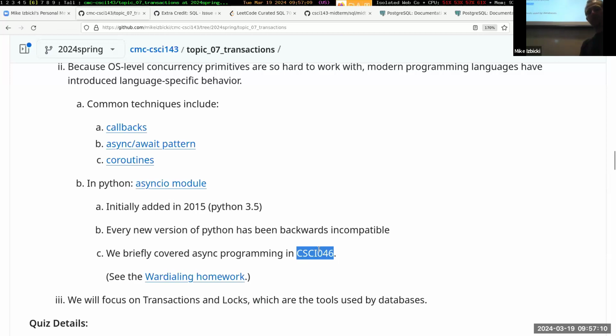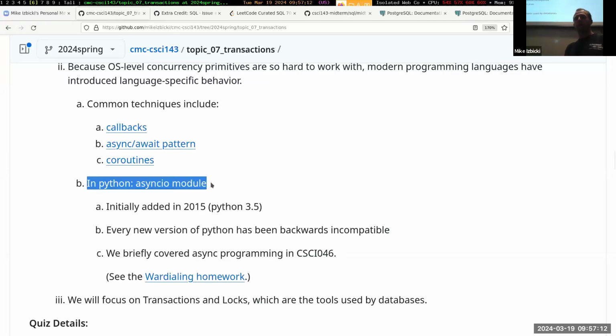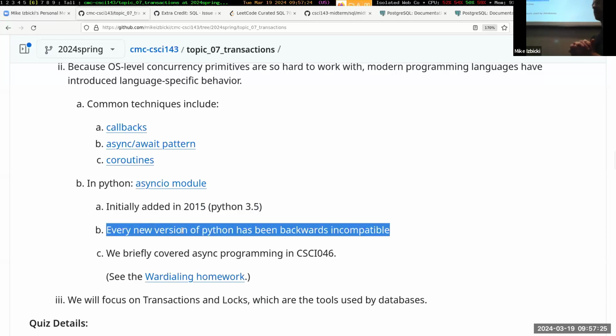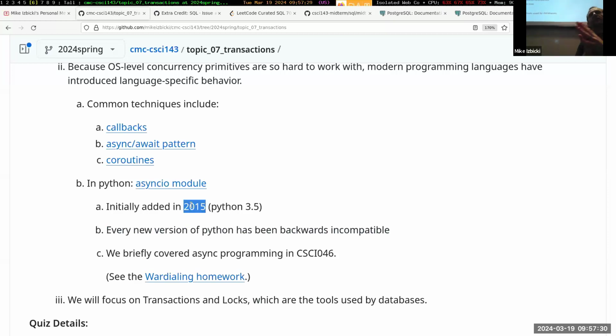If you took CS46 with me, we briefly spent 1 week on dealing with asyncio in this war dialing homework assignment. But a real quick overview is that Python started doing this in 2015 with Python 3.5, and every new version of Python since then has been backwards incompatible with the previous versions, because every time they've decided that what they've done has been totally wrong and they need to start over from scratch. So that gives you a sense of how difficult this is as a problem, and that people still don't really understand the best way to solve this problem.